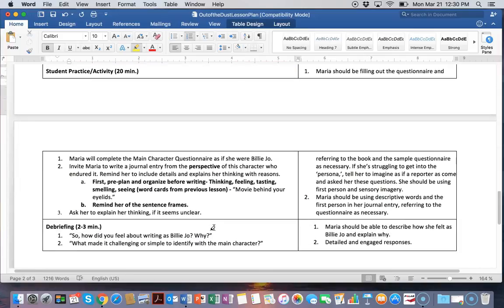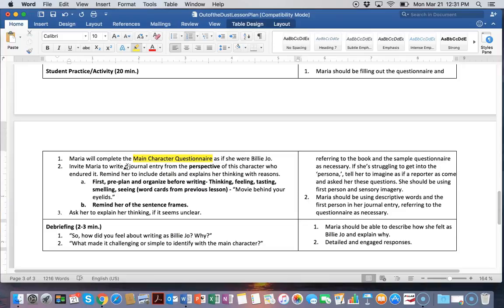Now we come to student practice, the main part of the activity. This would also be considered supported practice within the workshop model. So Maria is going to be completing the questionnaire. Again, the student could have highlighted this because this is the graphic organizer, right? And that graphic organizer will then support Maria's ability to write the journal entry.